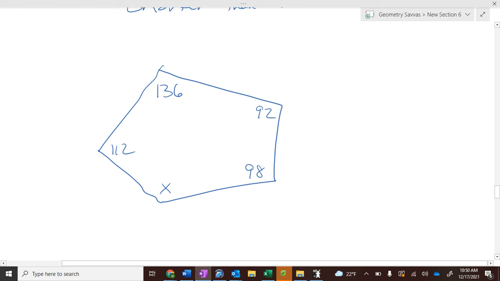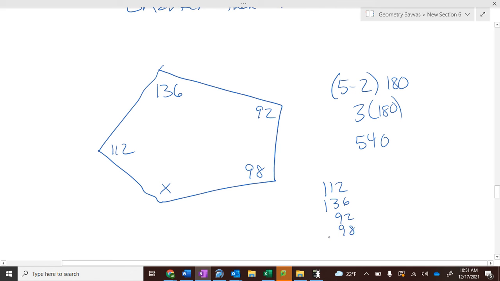What's x? 1, 2, 3, 4, 5 sides, minus 2, times 180. Subtract all the others. I have 40. So then if you go 112 plus 136 plus 92 plus 98, you get 8, carry the 1. You get 3, carry the 2. You get 438. 540 minus 438 is 102. X equals 102.